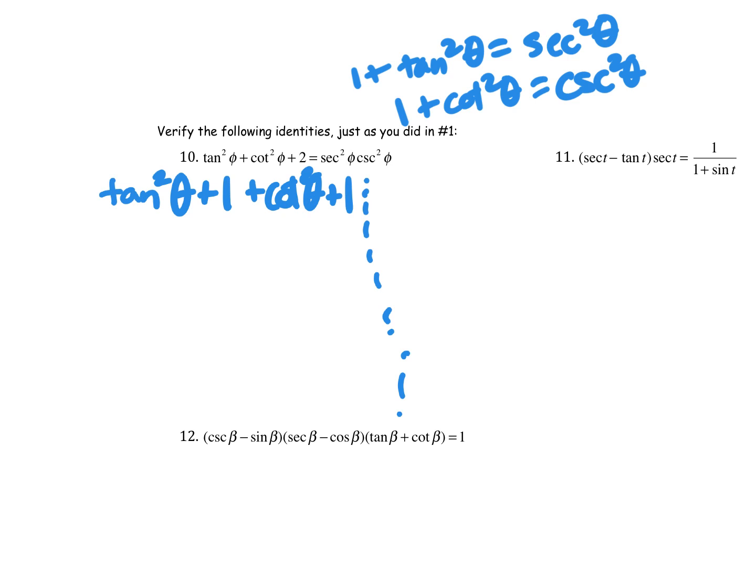And lo and behold, 1 plus tangent squared is secant squared. And 1 plus cotangent squared is cosecant squared. Okay, good. But then you're like, wait, this is weird, because I've got secant squared plus cosecant squared, and I need it to equal multiplication, which seems odd that it will do that, but it actually will. But we're not done because we haven't proven that yet.